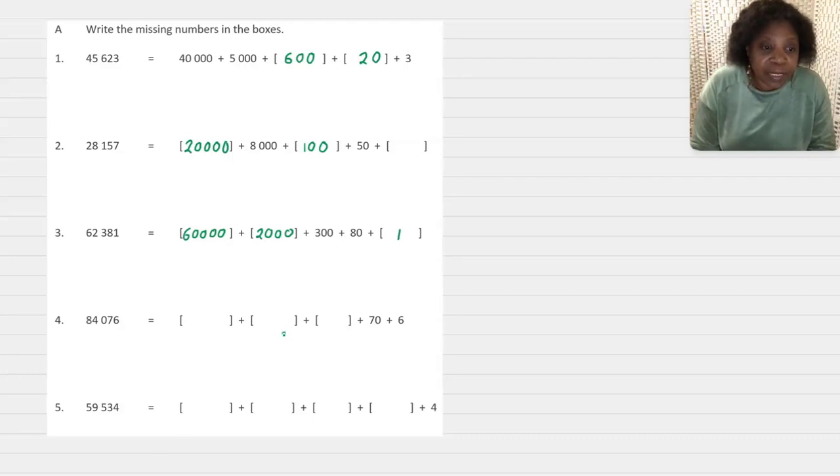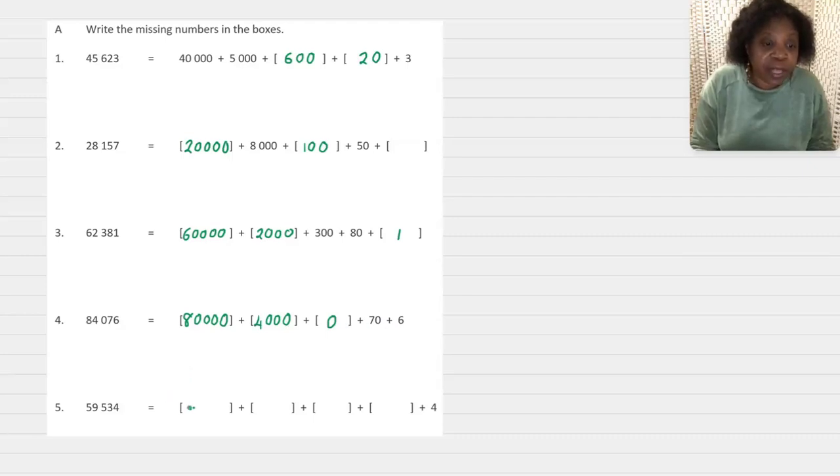So now we're going to come to question 4, and the number we have for question 4 is 84,076. The value of the 8 is 80,000. So we're going to write 80,000, 8 with 4 zeros, just like that. The value of the 4 is 4,000. And the value of the 0 is 0, because we have 0 hundreds. So we just put 0 right here. The value of the 7 is 70, as we have right here. And the value of the number 6 is 6 units.